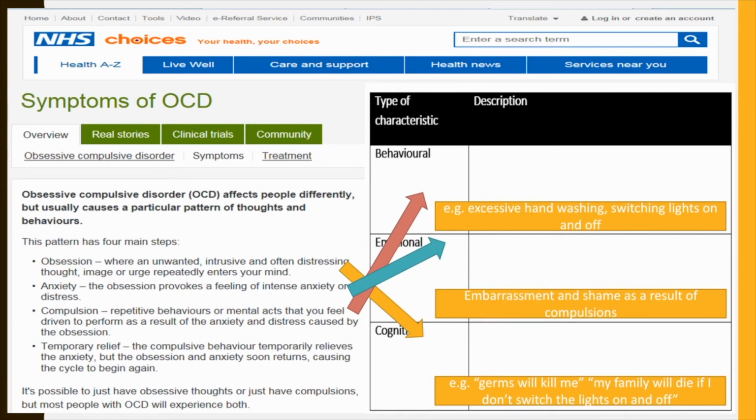And then lastly, we've got emotional symptoms, and those emotional symptoms are normally feelings of embarrassment and shame because of the compulsions. They've got to carry out those compulsions, and that therefore can often lead to as well unwanted emotional experiences. So that's the 3 symptoms, or 3 categories of symptoms for OCD. Behavioural is compulsive behaviour. Emotional is feelings of anxiety and distress and the embarrassment and shame experienced as a result of those compulsions. Cognitive, unwanted, intrusive thoughts such as germs will kill me, my family's going to die.